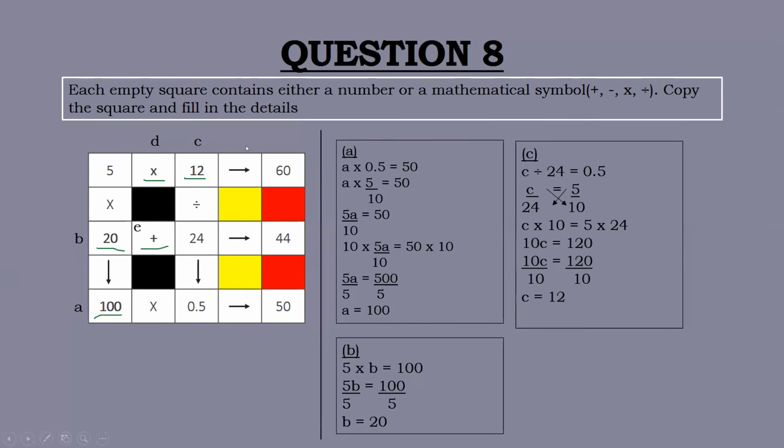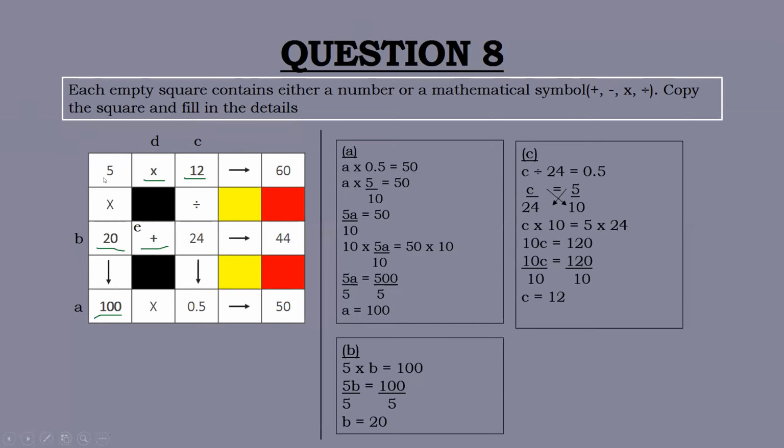So now I need to find out the mathematical symbol dashes. Like 20 dash 24 is 44. So they are basically asking us, what should we do with 20 and 24 to get 44? According to my philosophy, you'd have to just add 20 plus 24. So that dash will definitely be an addition in my perspective.